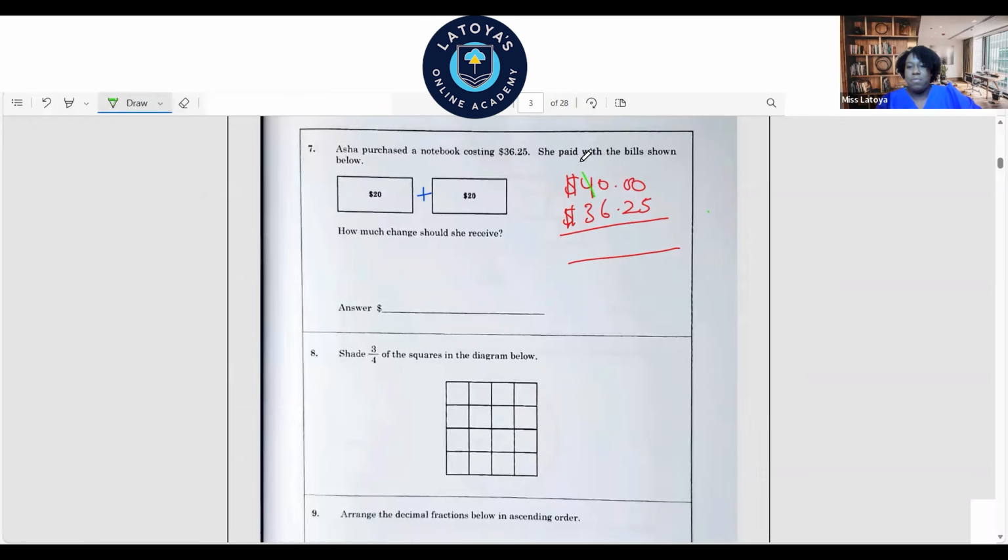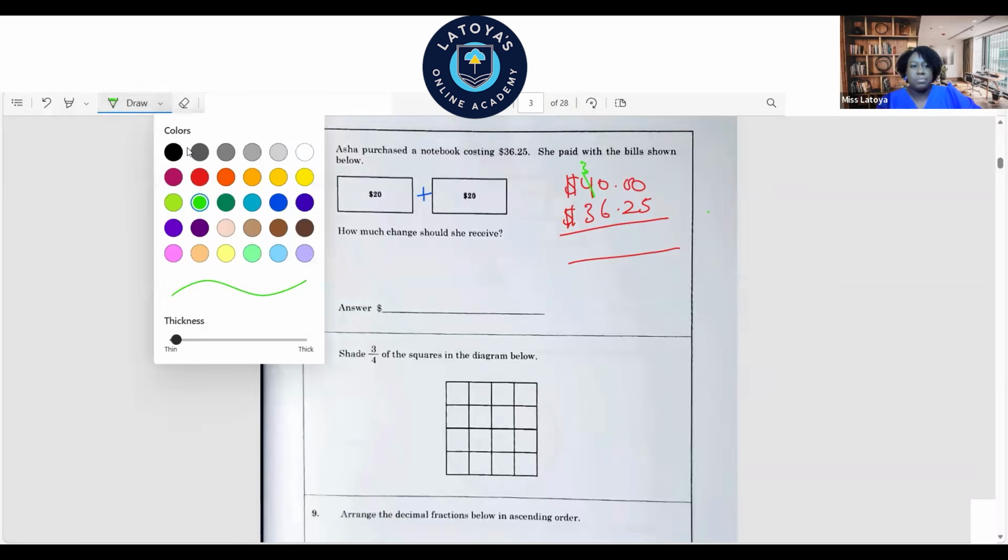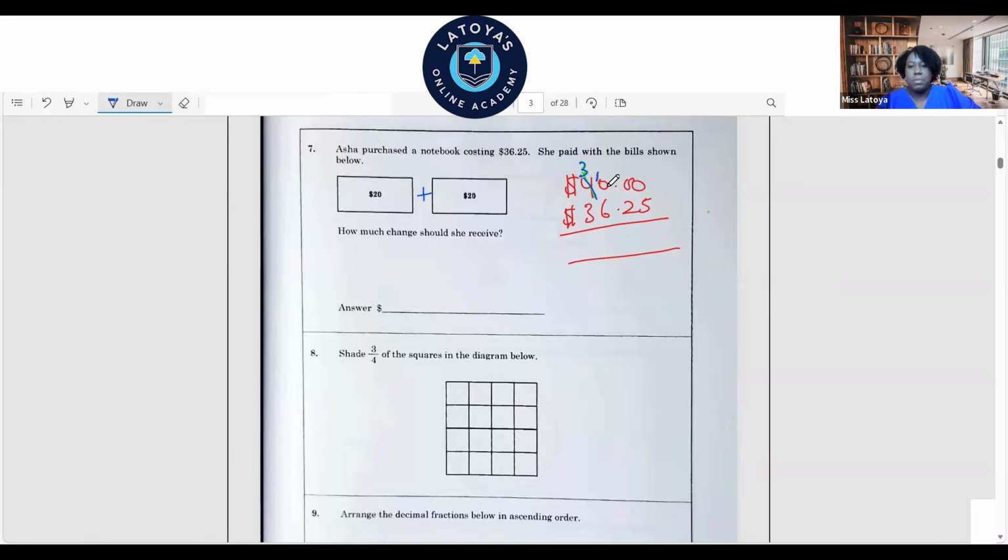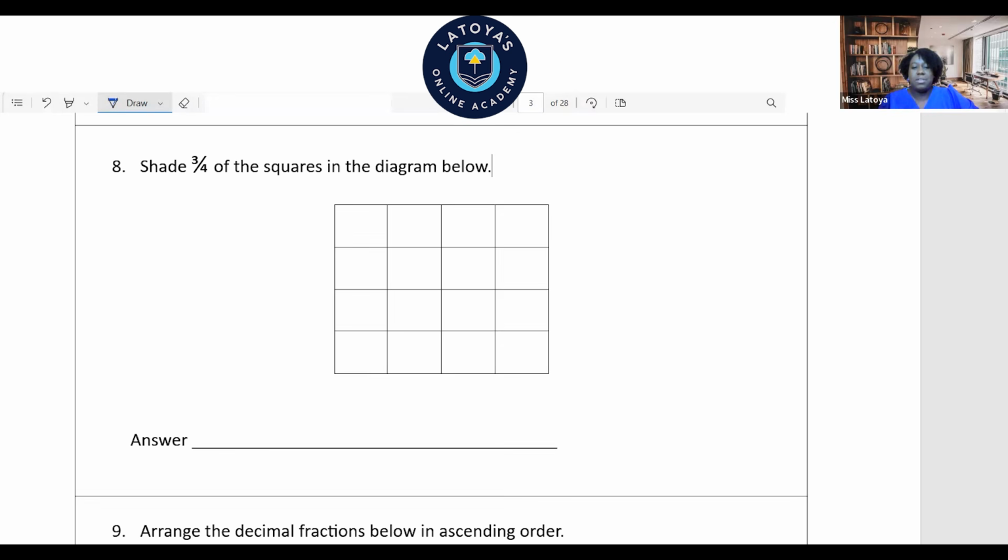So we need to borrow 1 from the 4. We'll remain with 10. Now we'll remain with 9, 10, and 10. 10 take away 5 is 5. 9 take away 2 is 7. 9 take away 6 is 3. 3 take away 3 is 0. So the change she would receive is $3.75.